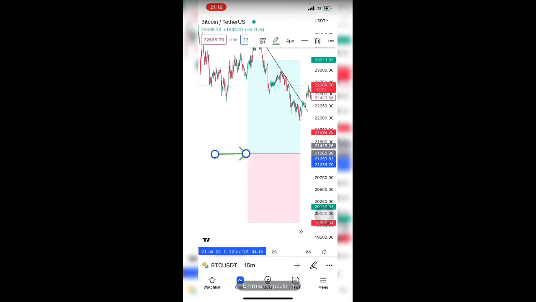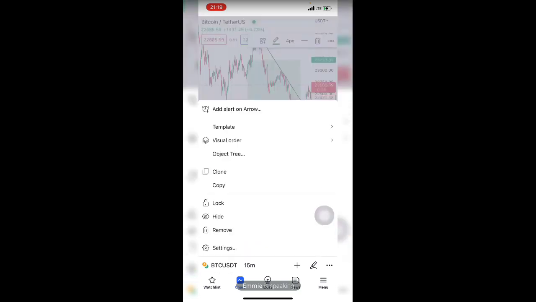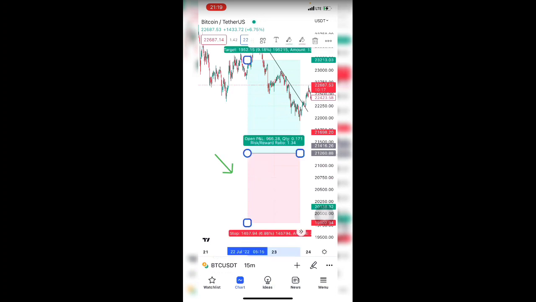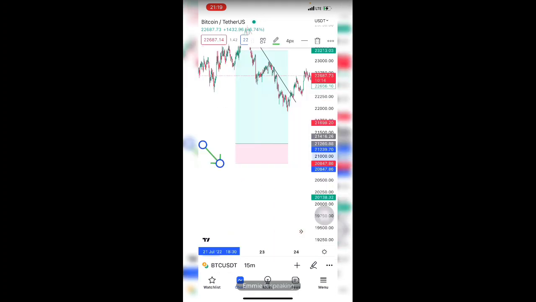So if you enter here, and the market goes up to the green side, you are in profit. But if it comes down, it means you are in negative. But if you set stop loss, if the market comes here, it will stop you when the market gets to this place. Do you get? So that's that about entry.